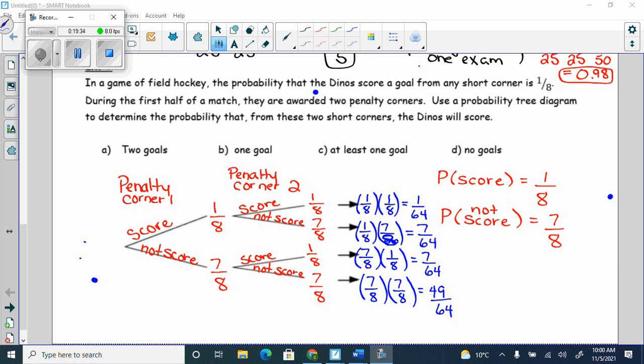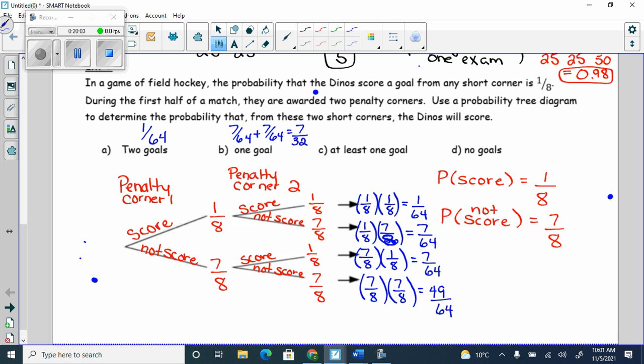Anyone know? 1 over 64. Score, right? Just the top, 1 out of 64. Score 1 goal. So if they score 1 goal, it's going to be the score, not score, correct? So it's going to be 7 over 64, or means add 7 over 64, which gets to me what? 7 over, sorry? 32. Thank you.